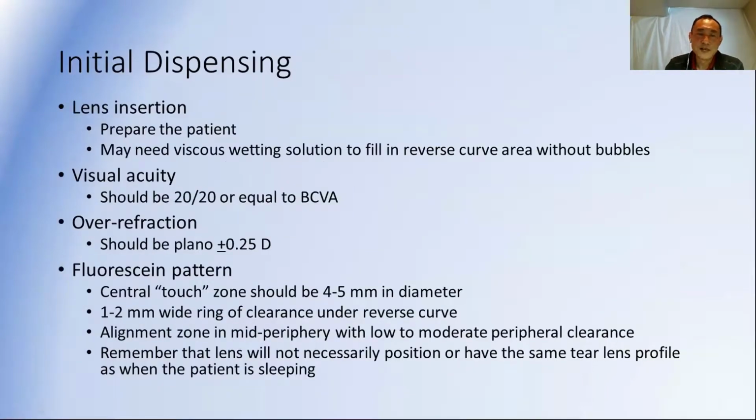Once you've designed the lens, selected the lens, or talked to a consultant about the lens design, you dispense the lens and have the patient come in. Basically, the dispensing is to make sure the lens looks like it's fitting properly, the patient has good vision with it, and the patient is going to be able to tolerate the lens. Patient should be 20/20 with the lens on, assuming they have a best corrected vision of 20/20. Do an overrefraction just with loose lenses. They should be near plano, plus or minus a quarter diopter. Fluorescein pattern should have a central touch zone, about 4 to 5 millimeters in diameter, a 1 to 2 millimeter ring of clearance around that, and an alignment in the mid-peripheral zone.